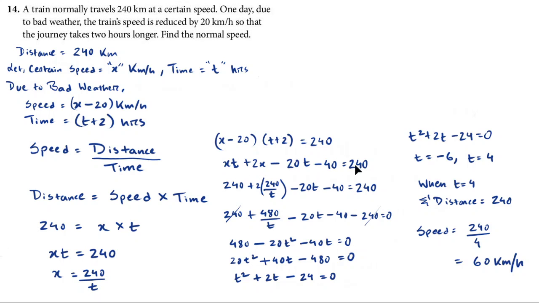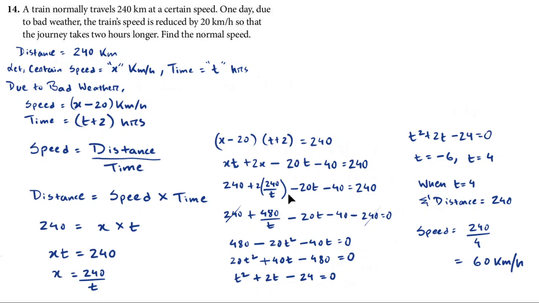So if we simplify it, we get to this point, and over here, instead of xt, I have written 240. So I have used this equation. So here we got xt is equal to 240. So xt, we have replaced it by 240. And for 2x, we got x is equal to 240 by t. So this one is 240 by t.